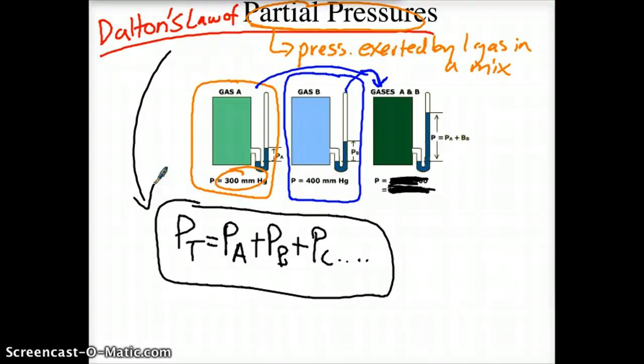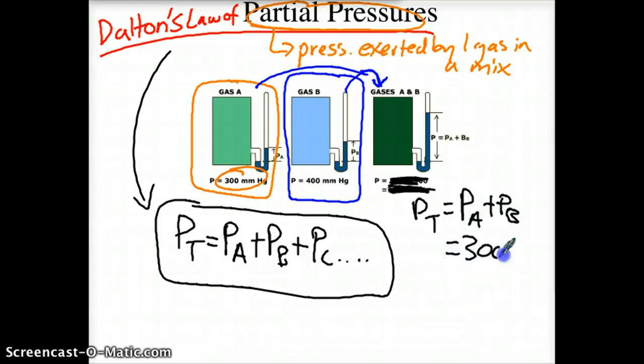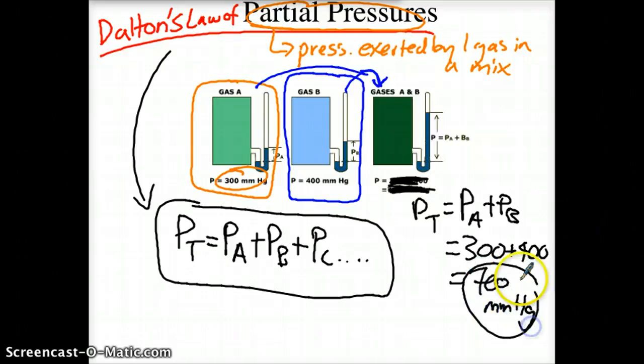Therefore, in this case, the total pressure, PT, would be equal to the sum of the partial pressures. So PA plus PB, which would be 300 plus 400, which was 700 mmHg. So that's one way of looking at Dalton's law of partial pressures. You could also be given the total and asked to solve for the partial of one or the other. Either way, this is one way to express Dalton's law.